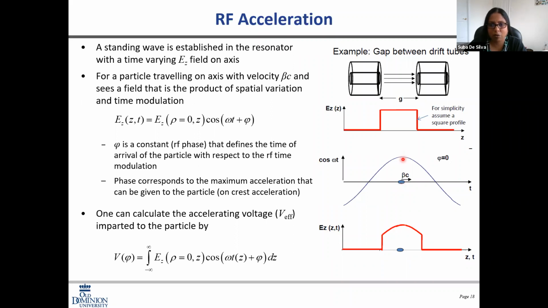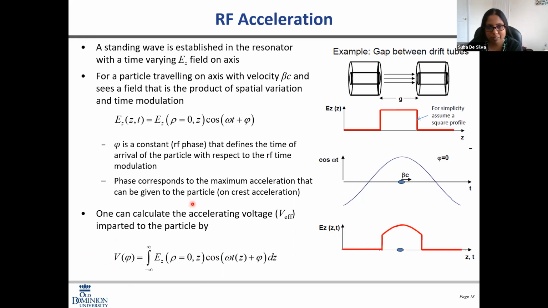So for on-crest acceleration, you would want phi to be 0, such that the particle is at the center of the cavity. It is in line with the phase. And then you can calculate the accelerating voltage, or we call it the effective voltage, or VC, or the cavity voltage, by integrating it throughout the gap, and that's what gives you the cavity voltage.